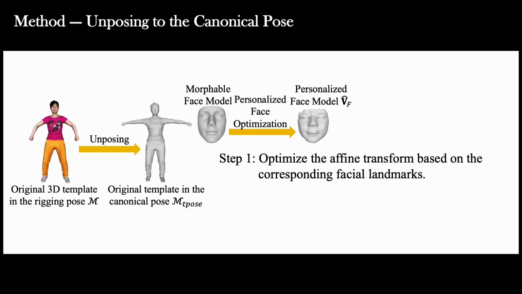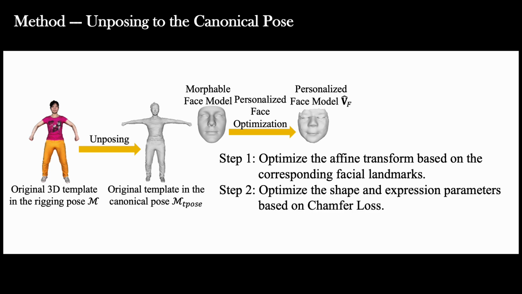To achieve the personalized face model, we fit the face model to the original template in the canonical pose. First, we optimize the affine transform between the face model and the template by optimizing the affine parameters, including rotation, translation, and scaling. To optimize the affine parameters, we manually mark 8 facial landmarks on the scanned template mesh and the face model respectively, and minimize the difference between the two sets of facial landmarks in the least square sense.